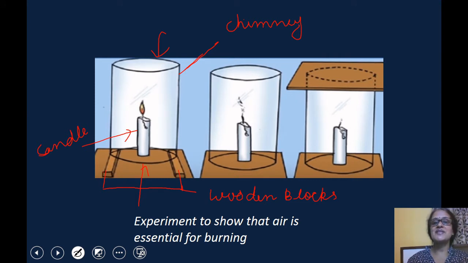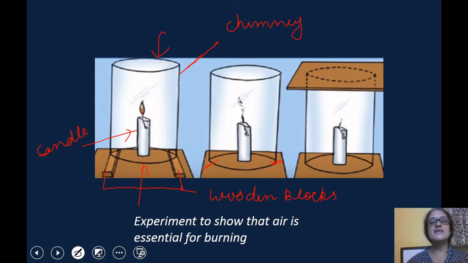Now what will happen in the second case? If you look at the diagram carefully, you can see that the wooden blocks have been removed here. There are no wooden blocks. So if you place a chimney over the burning candle without wooden blocks, the air can't enter through below. So you can see the candle starts flickering.